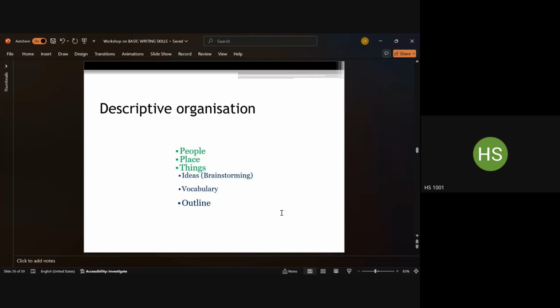You need to prepare for it, right? You need to accumulate all the resources, and by resources I mean all the linguistic resources that you require. So the first thing is of course ideas. You brainstorm, you think about what you want to write about, right? So jot it down, and once you have the ideas ready, look for suitable vocabulary that can convey whatever you want to talk about in an effective manner. And then last comes the outline.